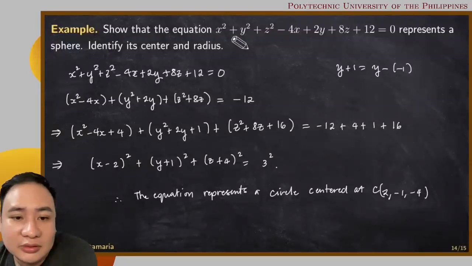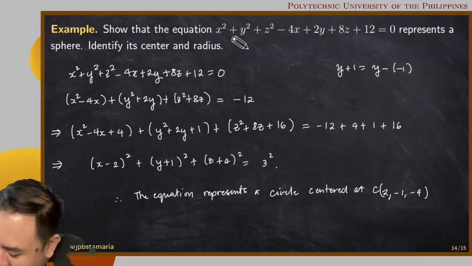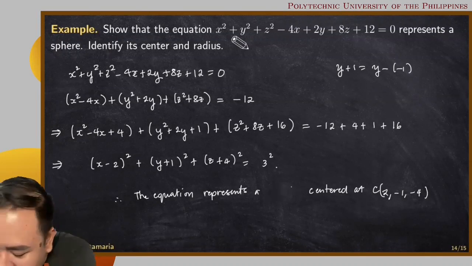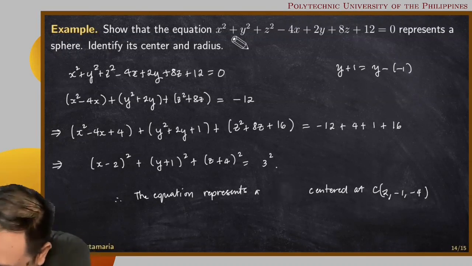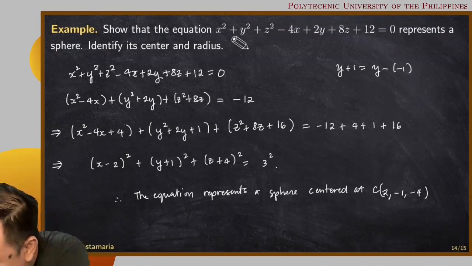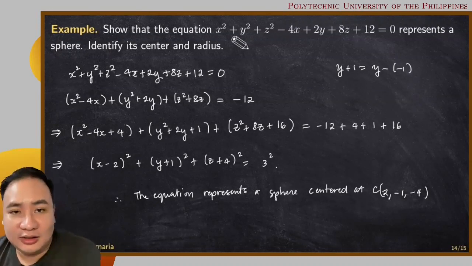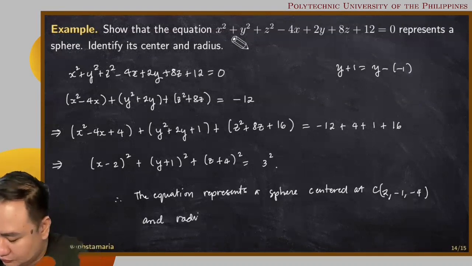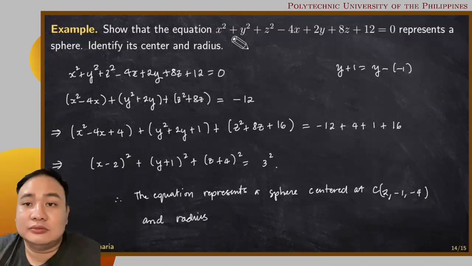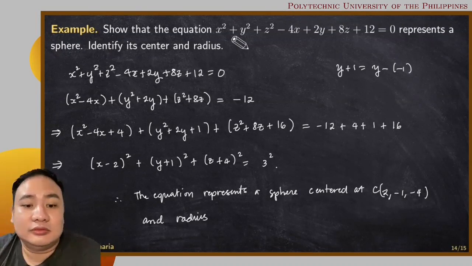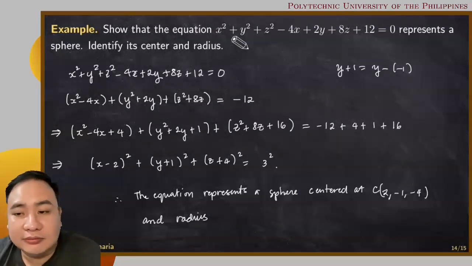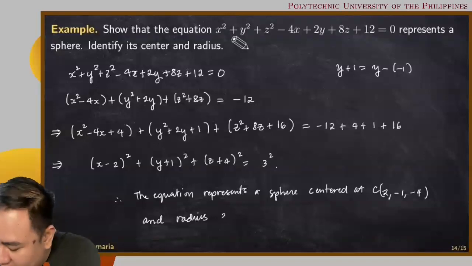Circle po ba or sphere? Ayan na naman tayo, no? Ang galing-galing talaga ni Sir. Thank you. Mali tayo. Ito, mali ako. Ito ay sphere. Thank you. And radius, anong radius? Anong radius natin? Three po, sir. Very good.